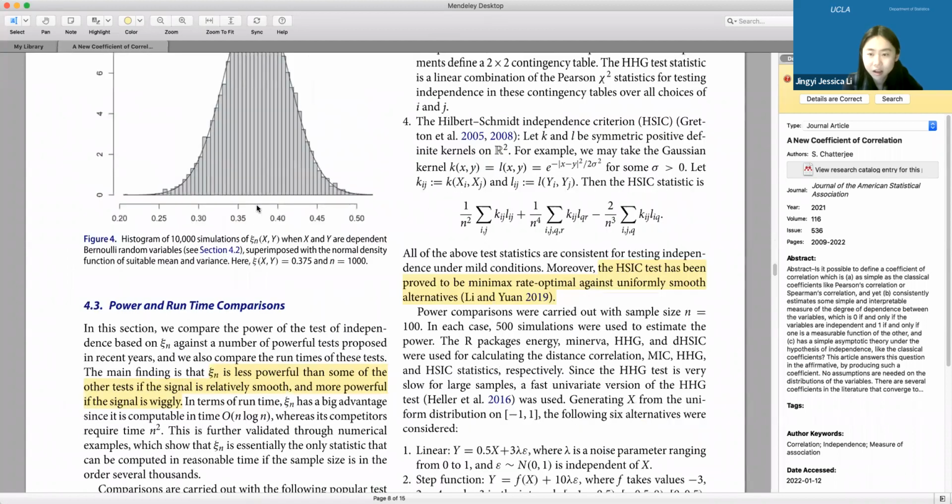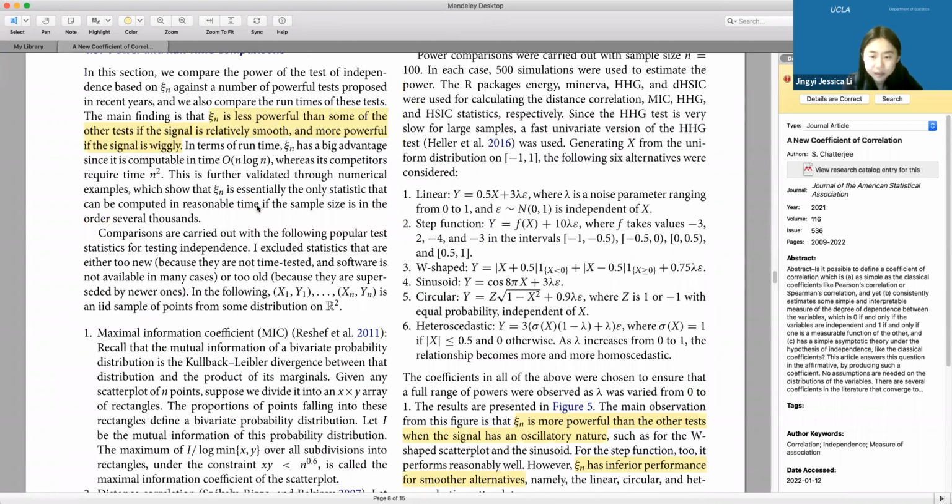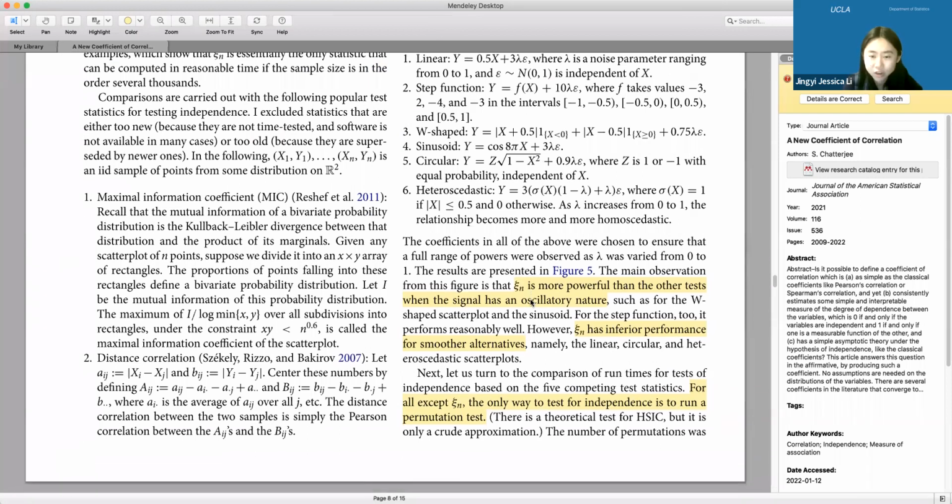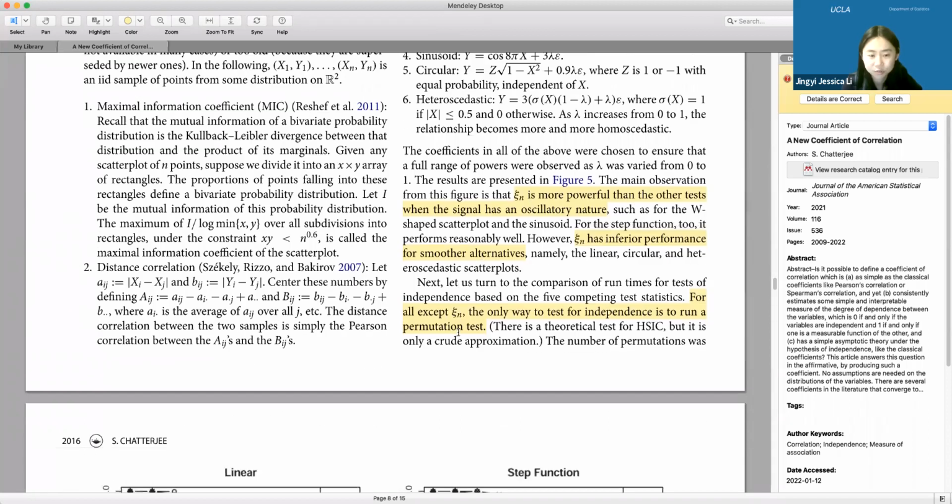So what the author said is that if they compare this measure to other measures for capturing different relationships in terms of power, which is something you will try in your homework, this measure is more powerful than the other existing measures when the signal has an oscillatory nature, like the sine curve. But if the curve is very smooth, like the parabola, it's not really the best.